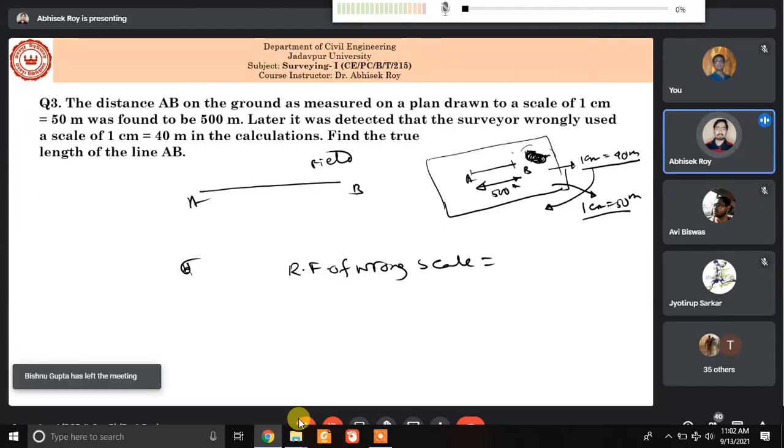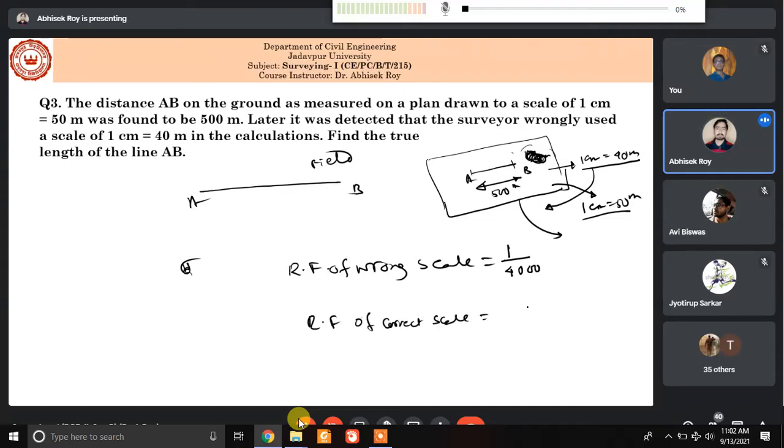So if the surveyor chooses the actual scale, then what will be the length? You have to measure this. So the RF of the wrong scale is basically 1 centimeter equals 40 meter, or simply 1 by 4,000 centimeter, right? Is it clear? Yes, sir. Right. Okay. Now RF of the correct scale is how much? RF of correct scale? 1 by 5,000. Right. 1 centimeter by 50 meter, or 5,000 centimeter. So 1 by 5,000.